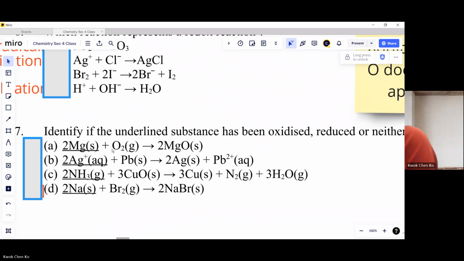Which one? A, B, or C? Did you work out everything? Plus 4, plus 4. Any change? This is -2, this is also -2. This is +4, this is +4. No change, it's not a redox. This one is +4 to +5, which is an increase, so that is an oxidation. But this one is +6 to +6, so no change. It's not redox.